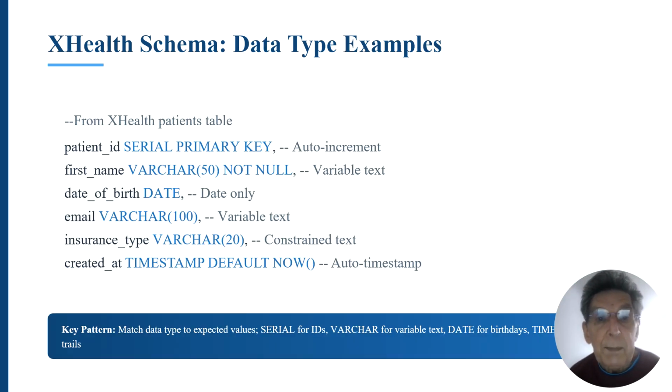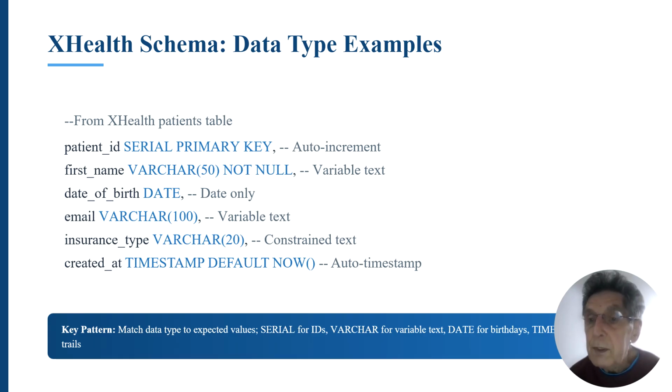All right, data type examples. Here's how we apply these types to the patient table. The patient ID is a serial primary key, an auto-incrementing integer. Postgres handles the sequence. Every patient is assigned a unique ID automatically. First name varchar 50, not null, is a variable text with a maximum of 50 characters. Not null because every patient needs a name.